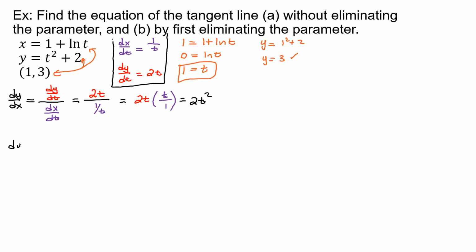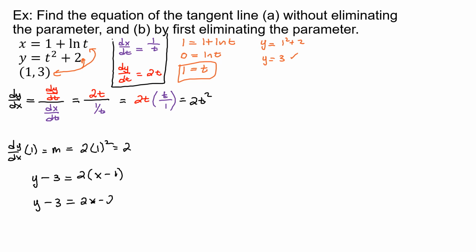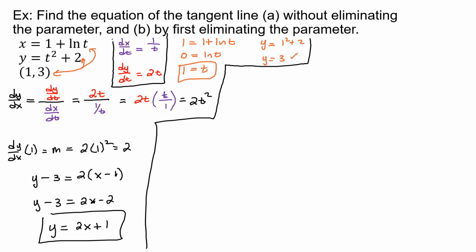Then if I want to do my slope, I will do dy/dx at 1. That'll be my slope. And so here I just do 2 times 1 squared, which is 2. I have the point already of (1, 3), so I would do y minus the y value is the slope times x minus the x value. Notice the slope did not come out to be the same thing as the t value in this case. So I get y minus 3 equals 2x minus 2. Add the 3 to both sides, so I'll get 2x plus 1 for the equation of my tangent line. That's the first way you could do it.